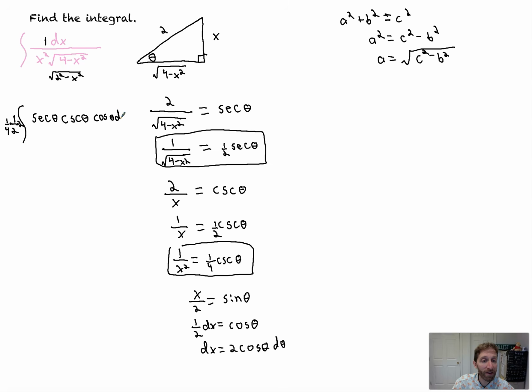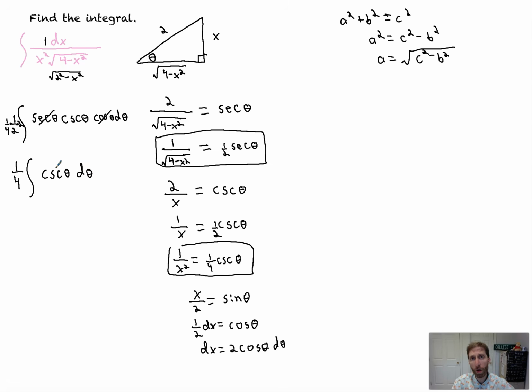Oh, okay, I see what we're working with. Well, cosine theta and secant theta completely divide out, and that's pretty sweet. So now what we're left with is the 2's dividing out, and 1/4. And then you've got the integral of cosecant theta. Okay, so this one's kind of an interesting integral.